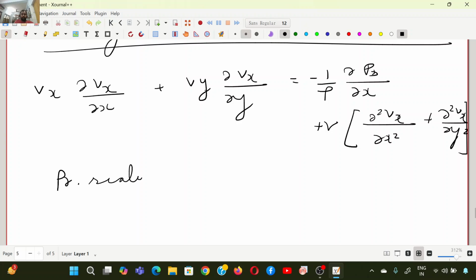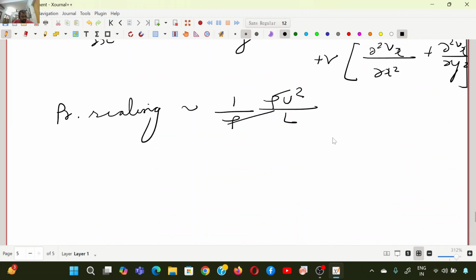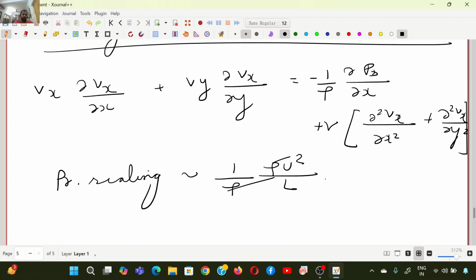And the pressure scaling term goes as, since Pd goes as rho u square and x goes as L, 1 by rho u square by L. So u square by L. So let us do it similarly. What is the order of each of the terms? The first term's order is u into u by L, so u square by L. This is u into v by delta. This we already saw. It goes as u square by L.